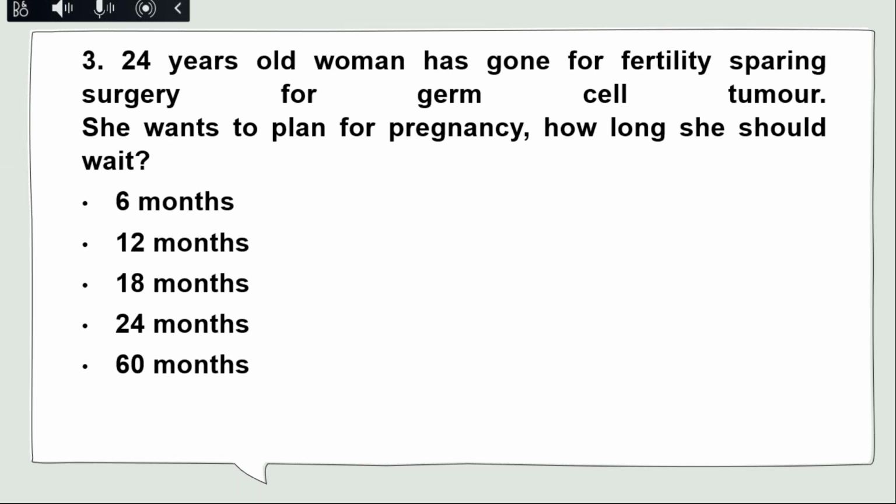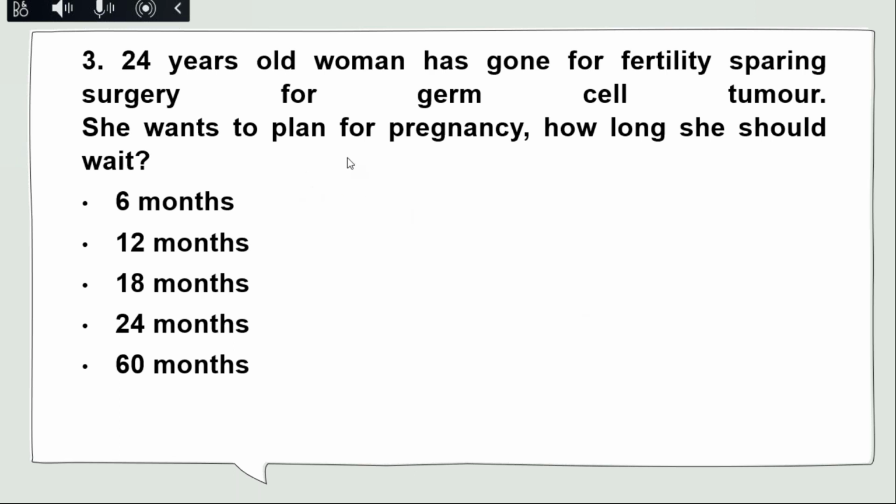So the third question: a 24-year-old woman has gone for fertility sparing surgery for germ cell tumor. She wants to plan for pregnancy. How long should she wait? I would be expecting an answer from all of you.